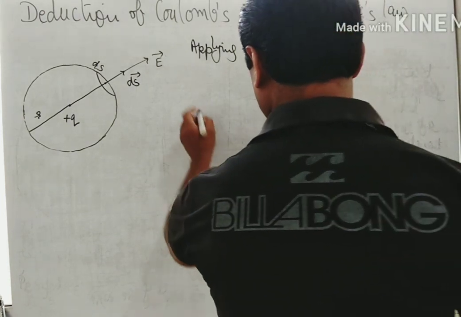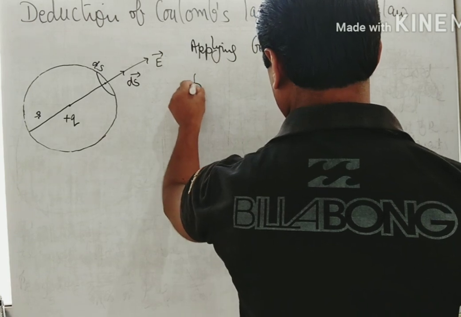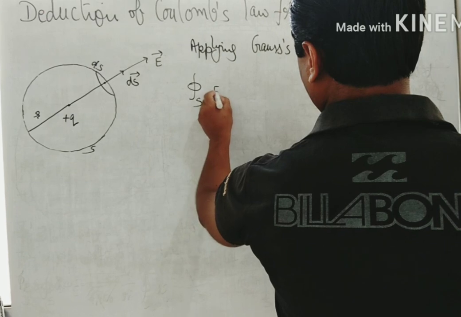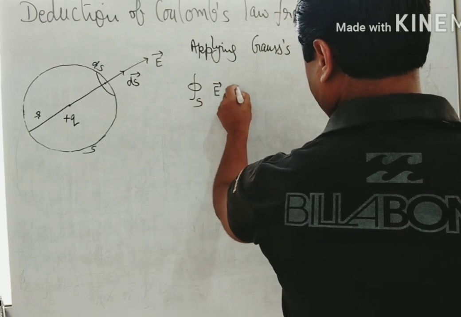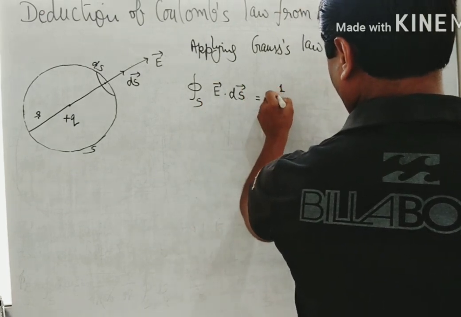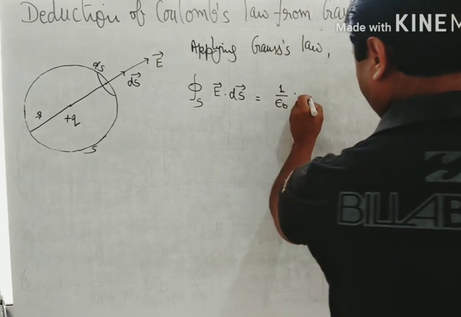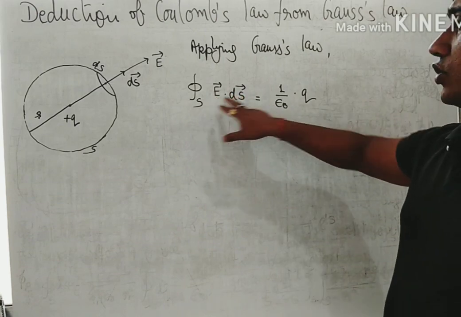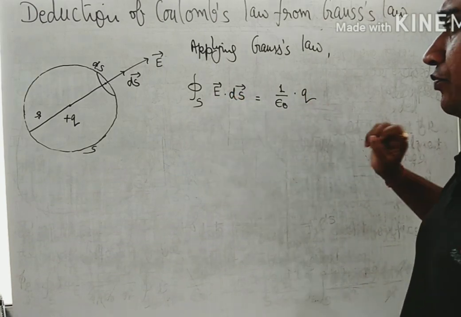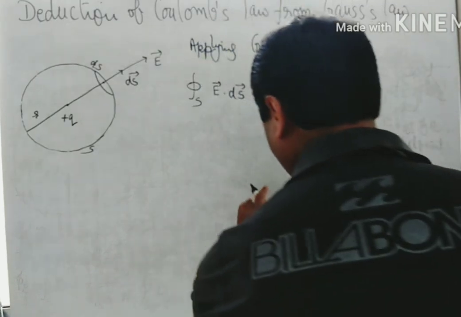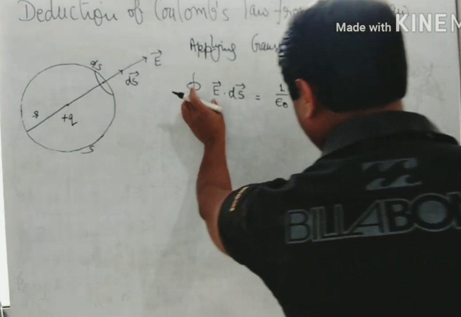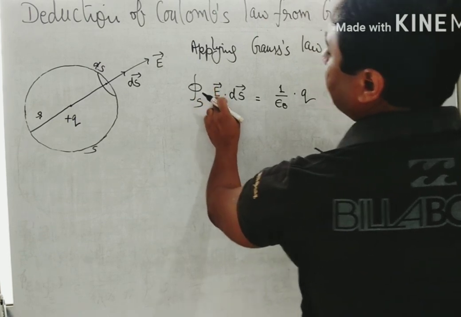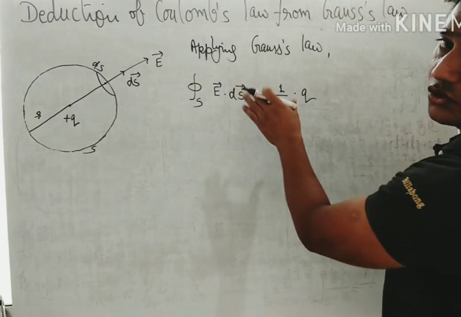What can we write now? Integral over closed boundary S, E vector dot dS vector, which equals 1 upon epsilon naught into Q. So this is basically the Gauss's law that we have just now written. Now here we can move on and calculate the electric field intensity using this Gauss's law.